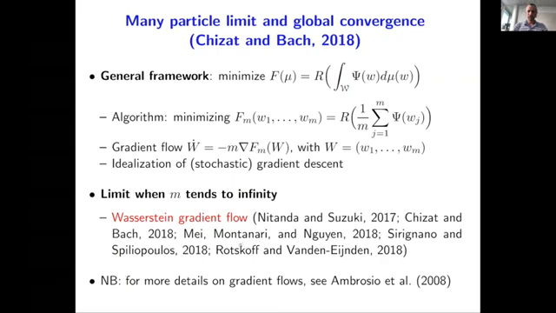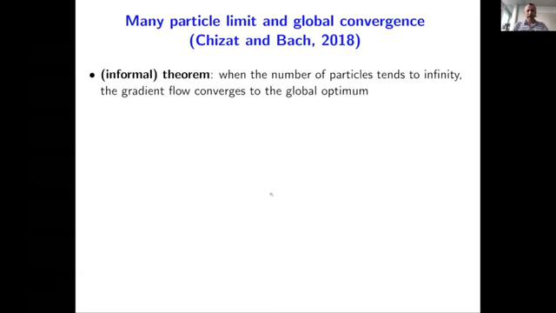Okay, and in this talk, I'm just going to assume that it has a limit, and the limit is an object which is well defined, and I'm going to study this limit. So this is a key part here. We take m to infinity and study that object. All right. And so what can we say about global convergence? And so this is the first informal theorem. And I say informal because there are a lot of technical assumptions.